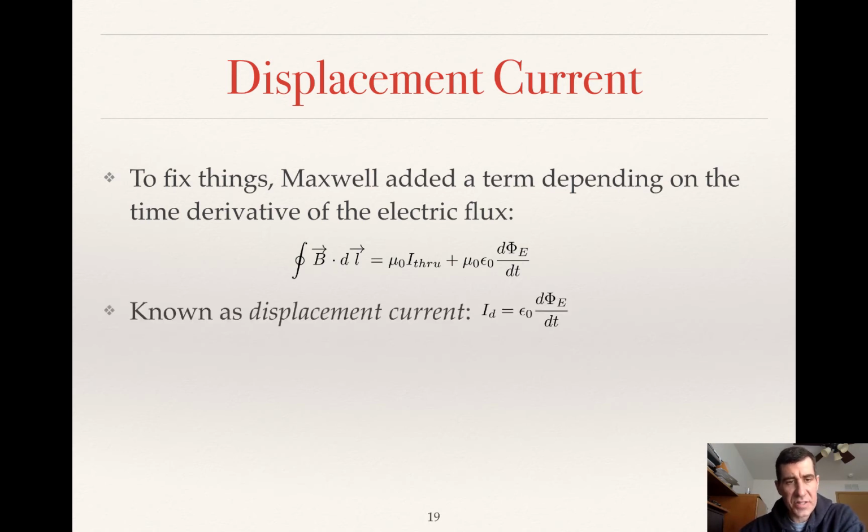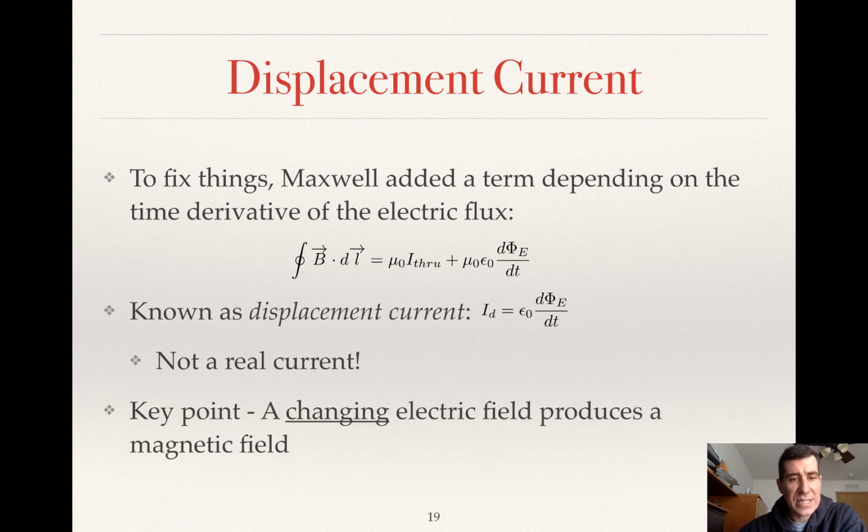This is kind of interesting because this derivative of the electric flux behaves like a current. In fact, it's sometimes known as the displacement current, which is epsilon naught times d electric flux dt. You should remember that it behaves like a current and can produce a magnetic field. It's not a real current, but it really is a key point and an important realization from Maxwell that a changing electric field can produce a magnetic field.